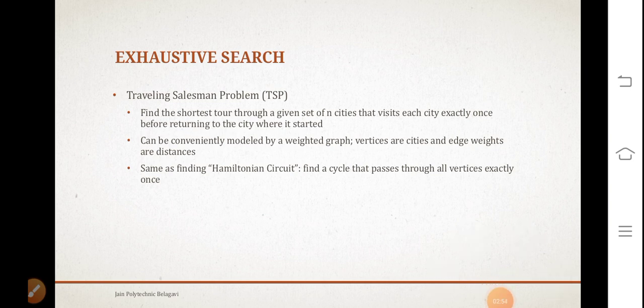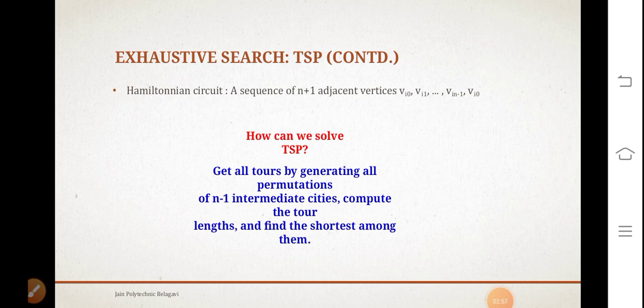We'll move to the next slide. Hamiltonian circuit: a sequence of n plus 1 adjacent vertices, that is Vi0 to Vi(n-1). So how can we solve this kind of problem, the traveling salesman problem, using exhaustive search? First, get all tours by generating all permutations of the n minus 1 intermediate cities, then compute the tour lengths and find the shortest among them.